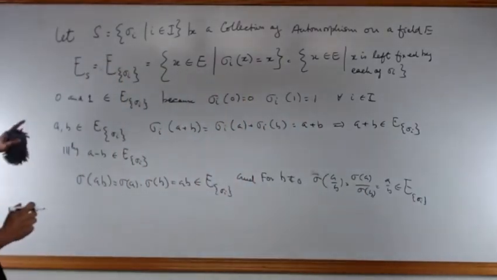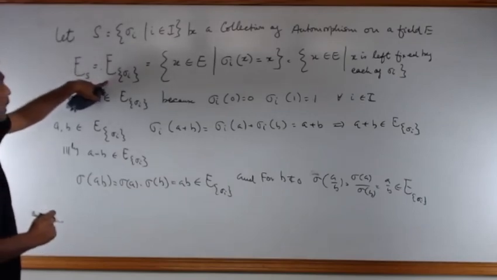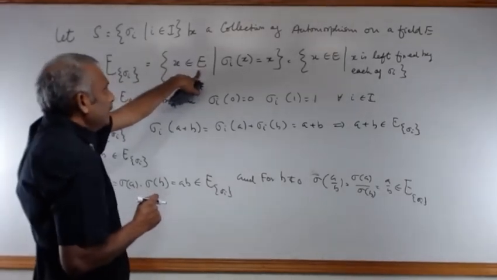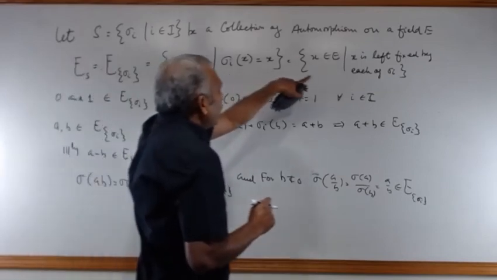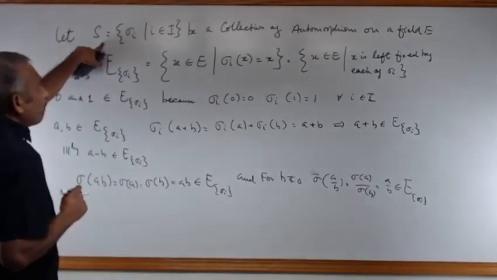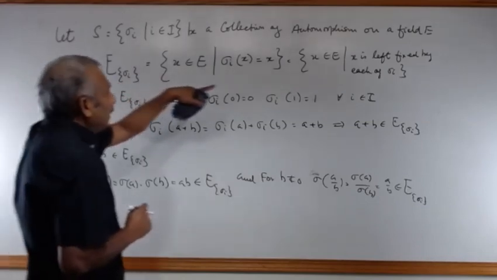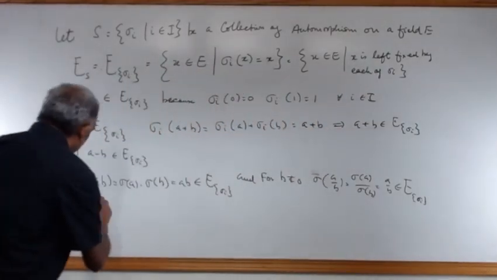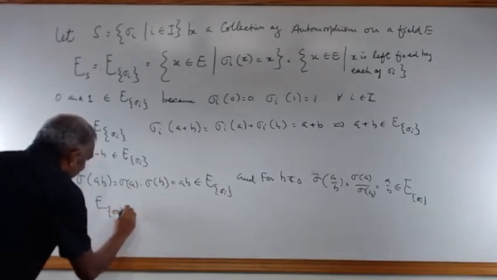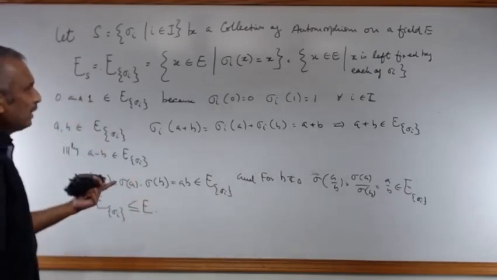So what does that mean? The collection of all elements of E that are left fixed by a collection of automorphisms is a subfield of E. And that is exactly what we found in the last example.